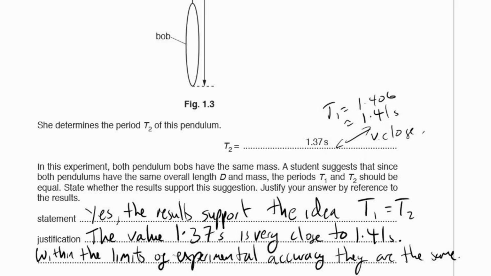So there we go. Yes, the results support the idea that T1 equals T2. Justification: the value 1.37 is very close to 1.41 seconds. Within the limits of experimental accuracy, they're the same. There we go, and that's good for that.